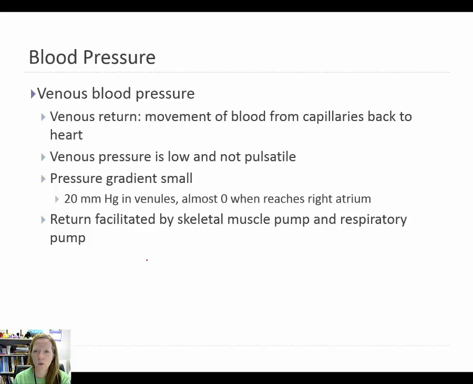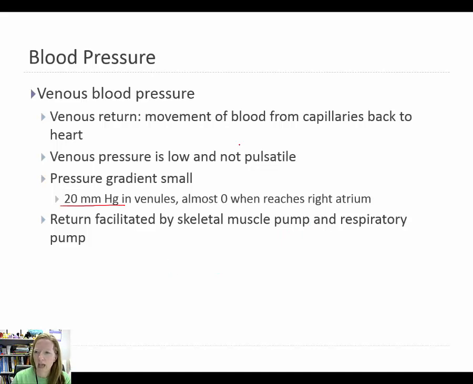So the venous network is going to have the lowest pressure. If you think about it, it is the furthest away from the pumping heart, right? Because the aorta is right there attached to the left ventricle that pushes blood out into the systemic circuit, and this is pretty much furthest away. So by the time it gets into the venules, it's at about 20 millimeters of mercury. But when it gets to the right atrium, the pressure is almost zero. It's so low. There's no pulse either.